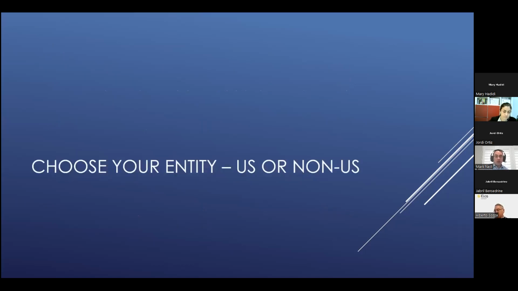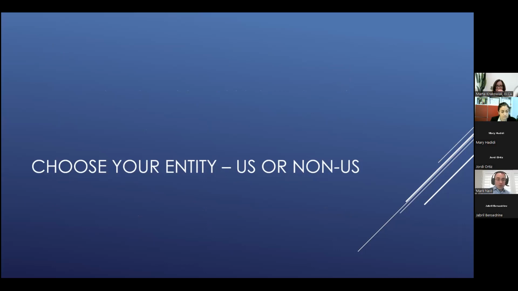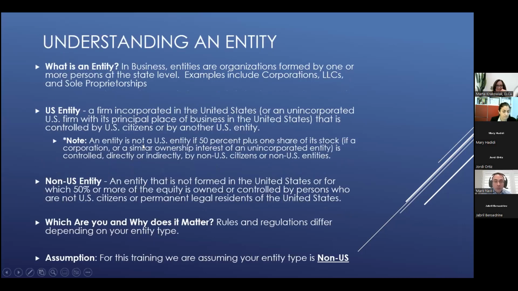All right. Another key concept here to understand is the word entity. So this means basically shorthand for a company. There are generally many types of companies, but in this training, we're going to focus on US and non-US based entities, or companies. For this, oh, sorry, go ahead, Marta.